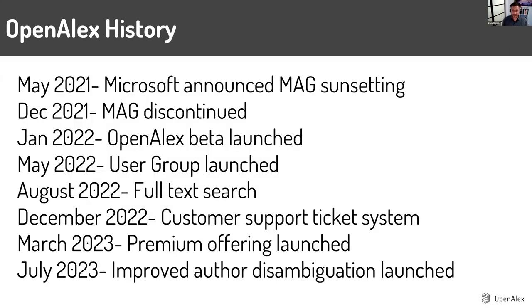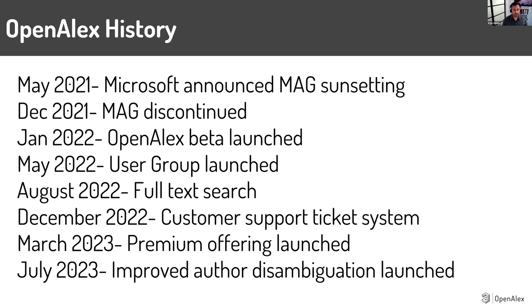Just to highlight how fast these things are changing, this is OpenAlex history as I see it. In May 2021 is when Microsoft announced that they would be sunsetting Microsoft Academic. And then in December, they discontinued it. OpenAlex beta launched in January of 2022, so less than 2 years ago now. The first user group launched to really start connecting people who were using it, who were starting to explore and probe it, and also exchange information rapidly between us and them so that we can improve the product and offerings.